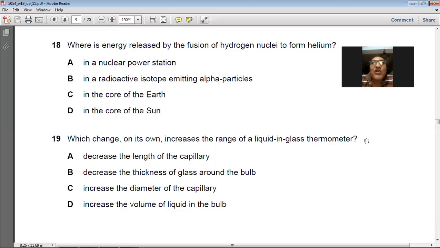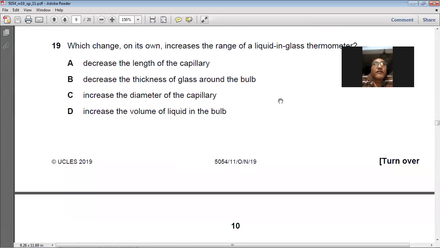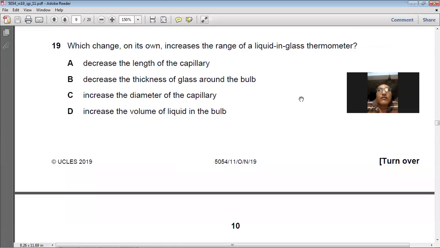This is happening on the sun, in the core of the sun, and this is happening on the stars. This is the source of energy on the sun. So this is happening in the core of the sun. Question 18, D is the right option, sir. D is the right option.